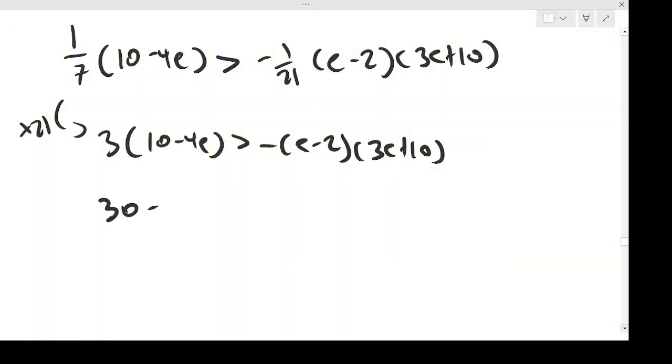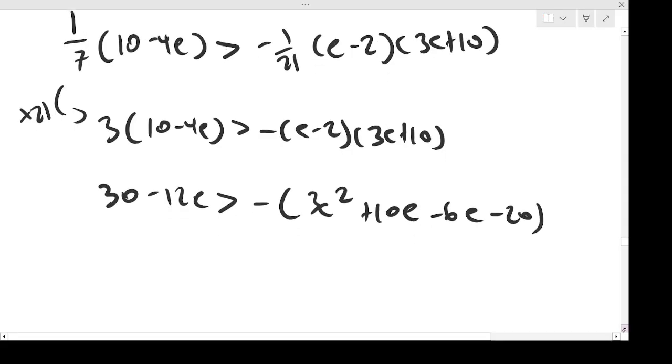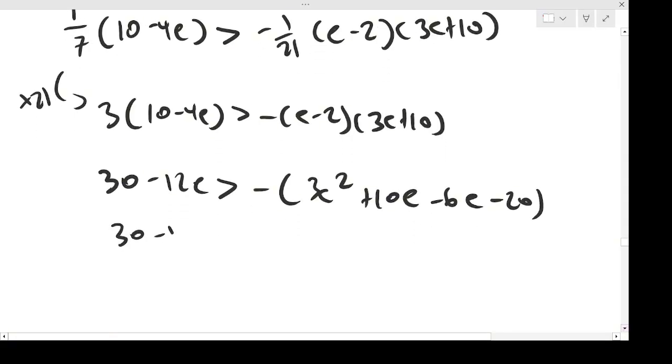So 30 minus 12e on the left, it's going to be bigger than minus, then it's going to be 3e squared plus 10e minus 6e minus 20. And so then if I expand that out with the negative, I get minus 3e squared. Then it's 10e minus 6e is 4e. So then negate that. That's going to be minus 4e plus 20 if I negate that. Okay. So hopefully happy with that.